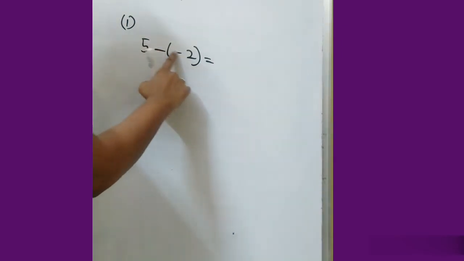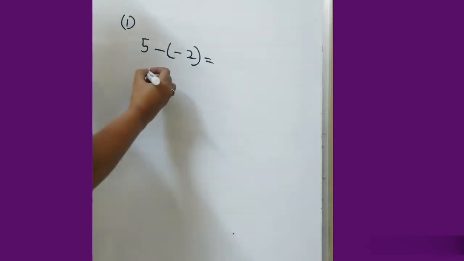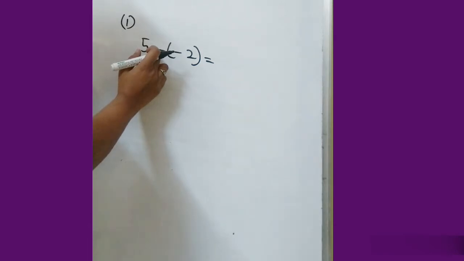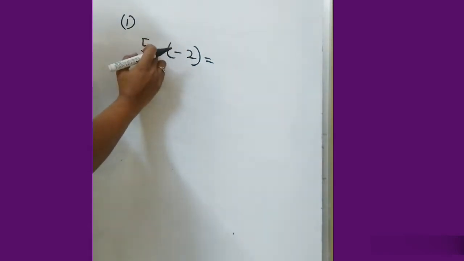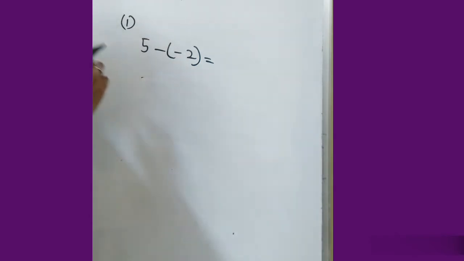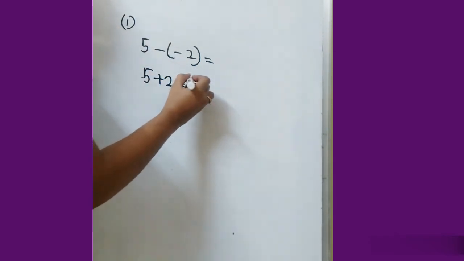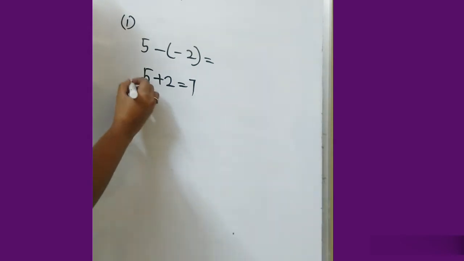Always remember, when both the signs come simultaneously, like minus minus, that time it will become plus, because minus into minus, this is actually a multiplication. Minus into minus, it will give plus, student. So 5 plus 2 is equal to 7. This is the way you have to do. We'll see the second part.